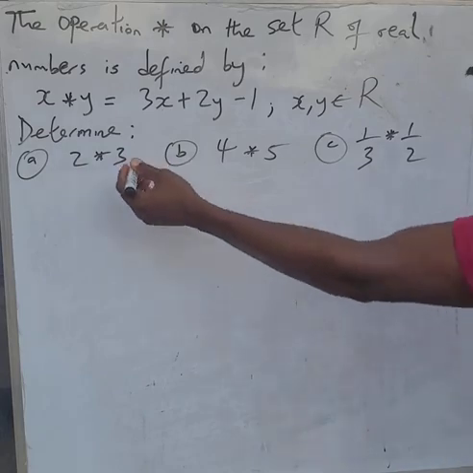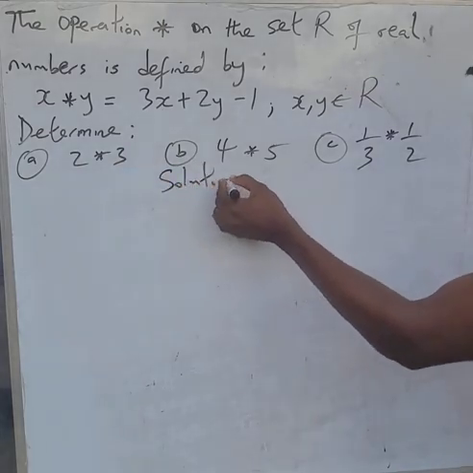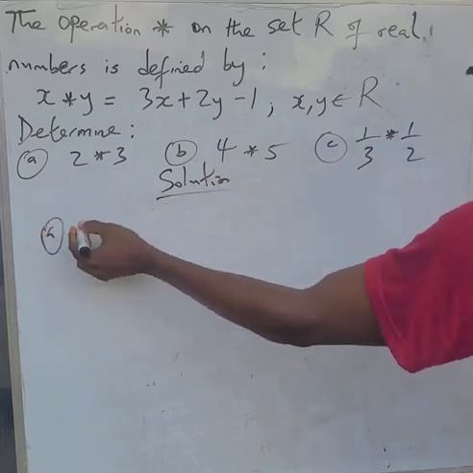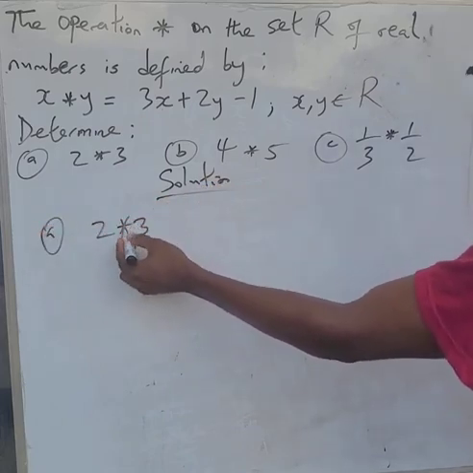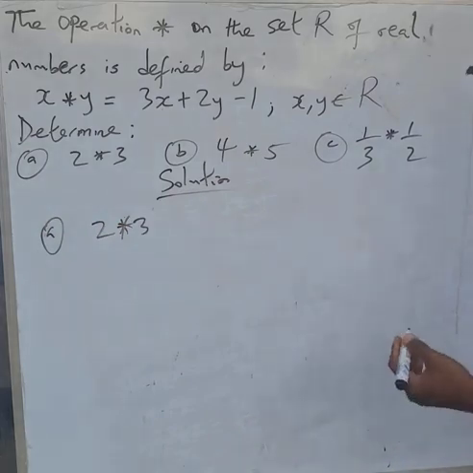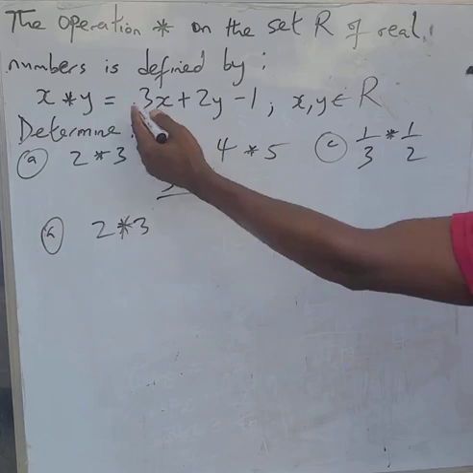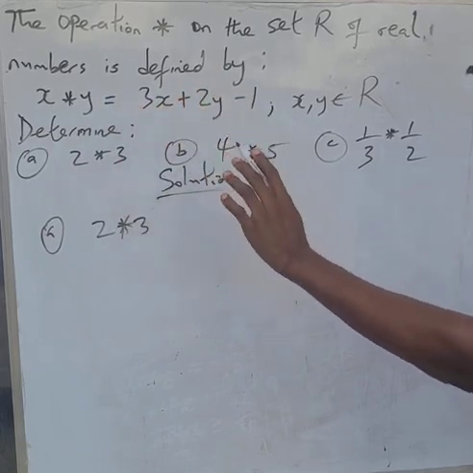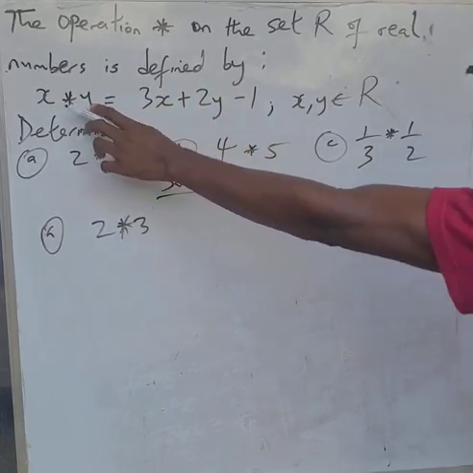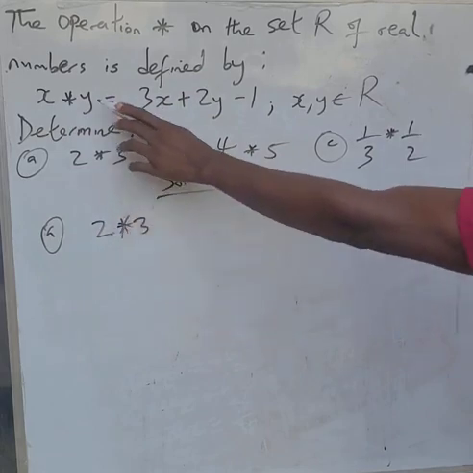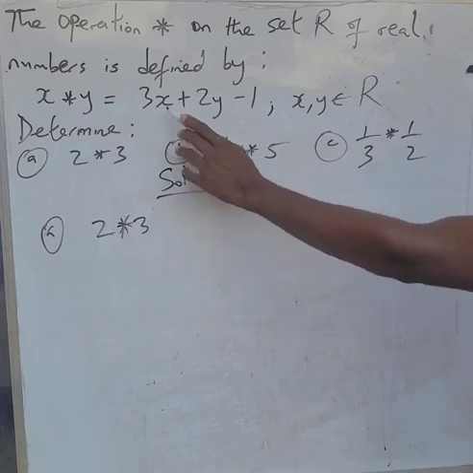So we start with the first one, solution. We are asked to find 2 asterisk 3. How do we do that? Look at the definition of x asterisk y. All you just need to do is wherever you see x, 2 stands in for x and 3 stands in for y. So just put it here.